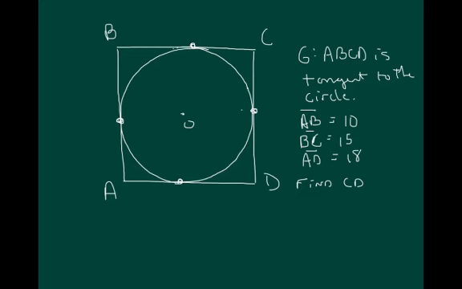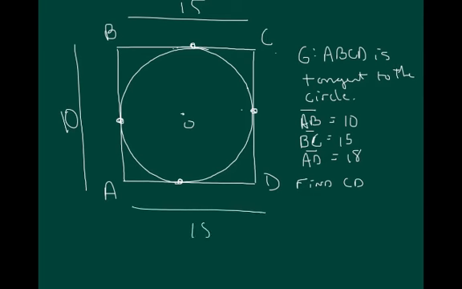So they tell us the lengths of the sides. AB is 10, BC is 15, and CD is 18. I'm sorry, AD is 18. So they'd like us to find the length of CD. Well, let's start at this first tangent here and begin walking around. I'm going to call this first tangent X.